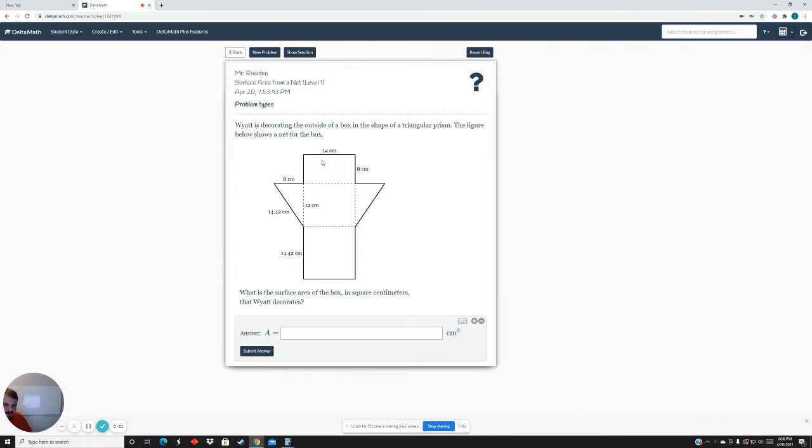Then this gets folded up so that these two sides meet. And then this gets folded up along the diagonal so that this top side meets the top of that, and this side runs along these. So it ends up being what they call a triangular prism.